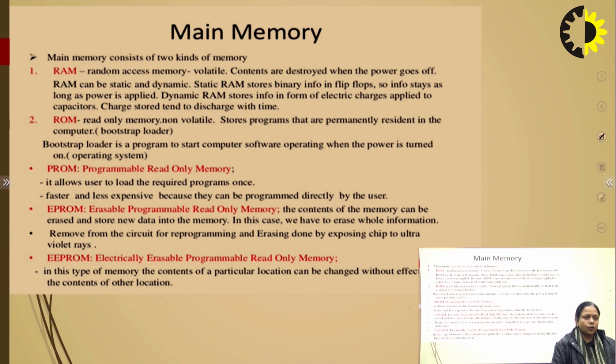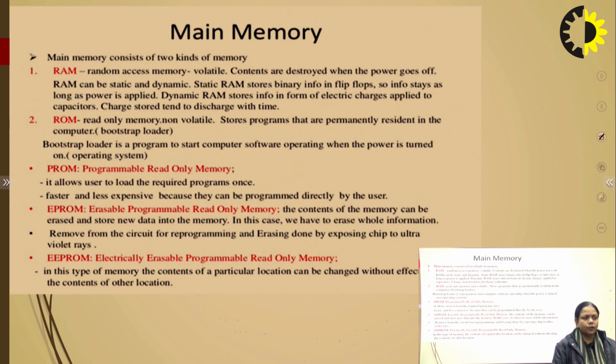Second one is the ROM. The full form of ROM is read-only memory, which is a non-volatile memory. It stores programs that are permanently resident in the computer. An example of the ROM is the Bootstrap Loader. Bootstrap Loader is a program to start the computer software operating when power is turned on. So this program is stored in the ROM.